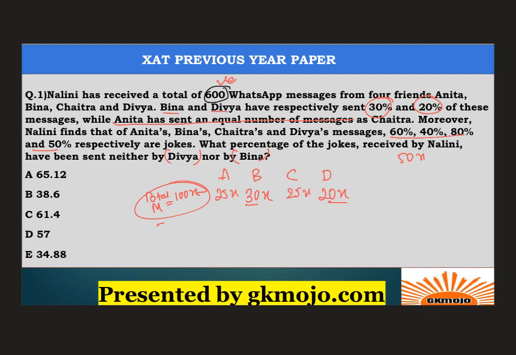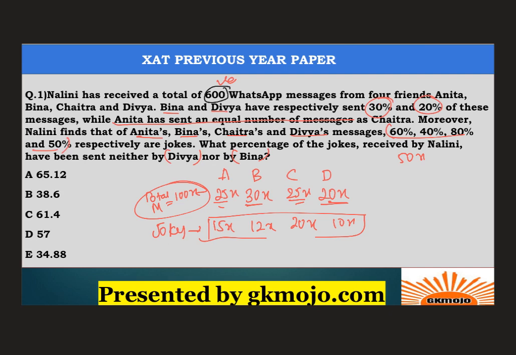Clear till here? Now we'll deal with the jokes part. Now Nalini finds that of Anita's, Beena's, Chaitra's and Divya's messages, 60%, 40%, 80% and 50% respectively are jokes, right? So 60% of Anita's, 60% of 25x, you find it as 15x, right? Similarly 40% of this 30x, 12x, right? 80% of this 25x, 20x, right? And 50% of this 20x, 10x. So these are the amounts of jokes out of the total messages sent by the individual person.